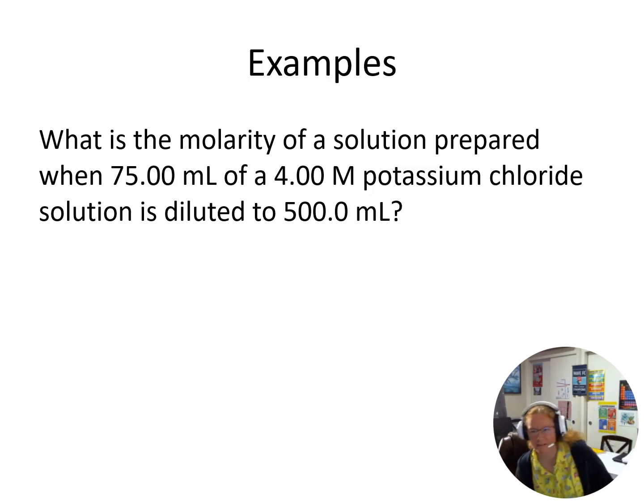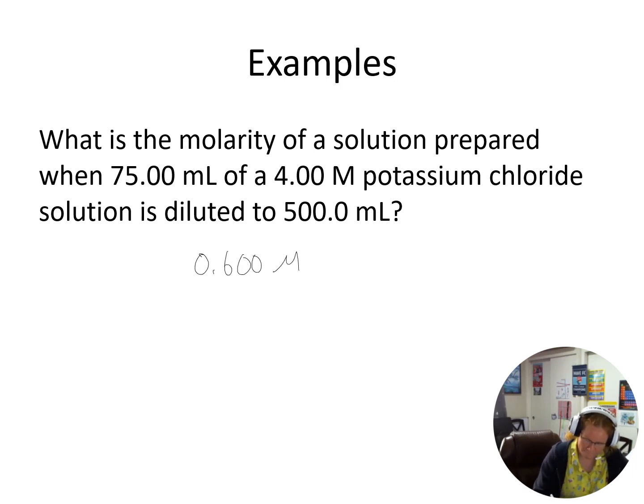All right, here's another one. Take a look at this one and try to solve it. I'm just going to give you the final answer. You're trying to figure out what the M2 is, the second molarity. You should get 0.6 molar potassium chloride solution. So these are our different solution concentrations, and then what we do when we need to make a different concentrated solution.